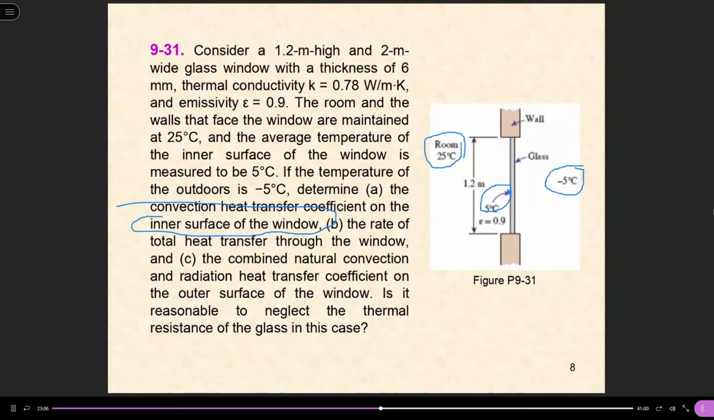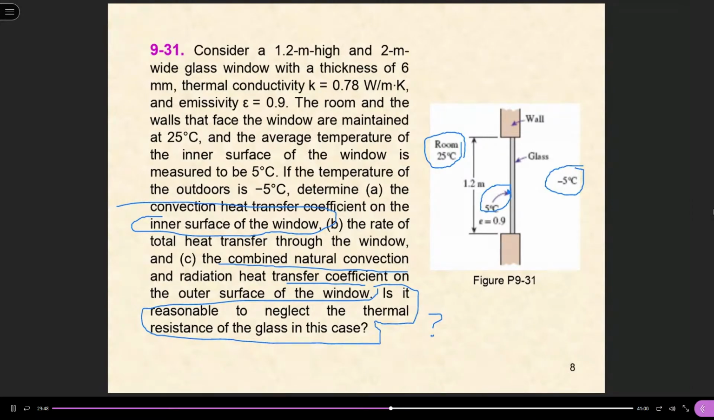It asks you to calculate the convection heat transfer coefficient on the inner surface of the window and the rate of total heat transfer through the window. And see the combined natural convection and radiation heat transfer coefficient on the outer surface of the window. It also asks, is it reasonable to neglect the thermal resistance of the glass in this case? Let's see step by step what the solution is.